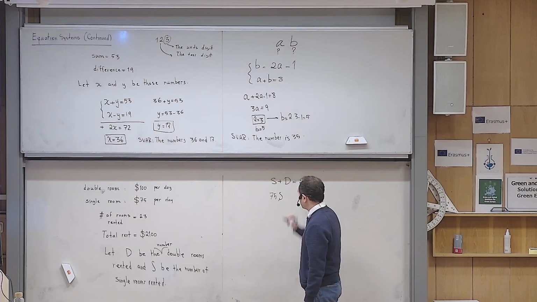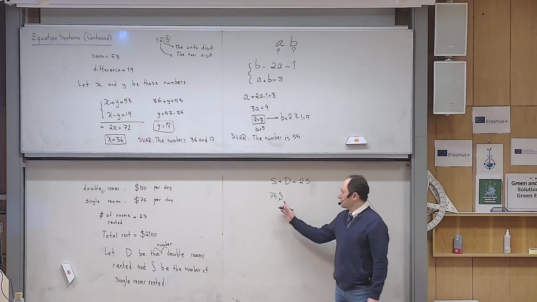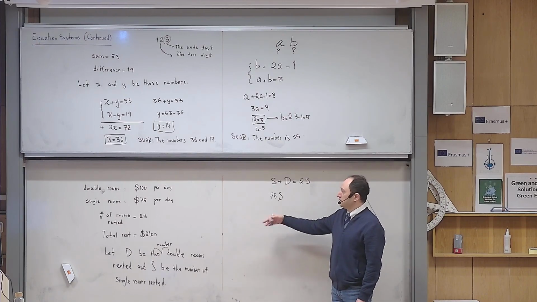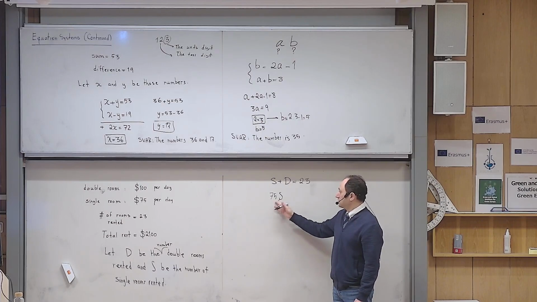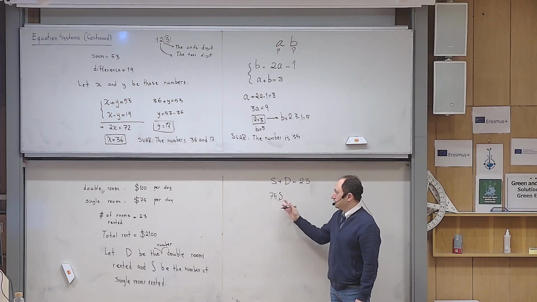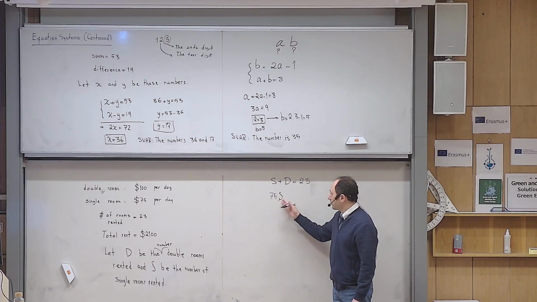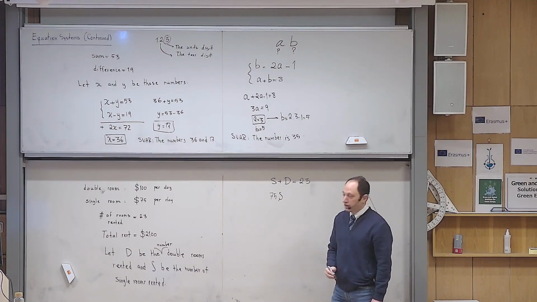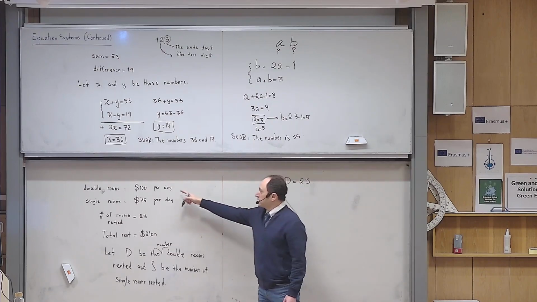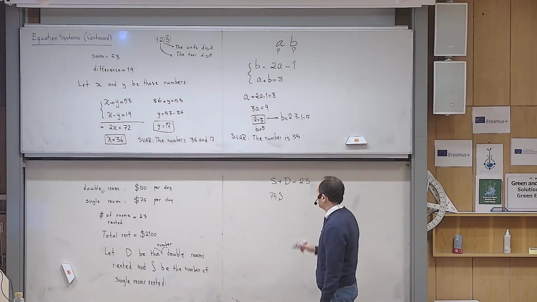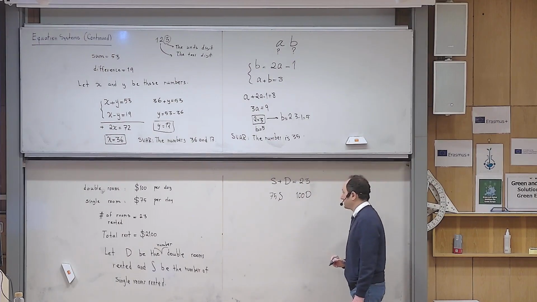$75 times S. Yes, because S is the number of single rooms rented. Every room costs $75. So the money that the motel gets from the customers based on renting the single rooms is 75 times the number of single rooms. And for the same reason, the money the motel got from the customers based on renting double rooms: each double room is $100 per day, so 100 times D is the money that the motel gets from that.